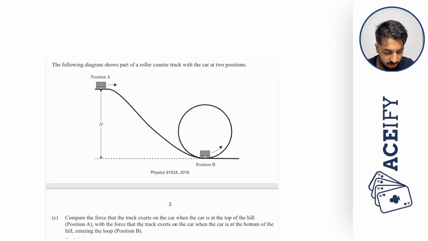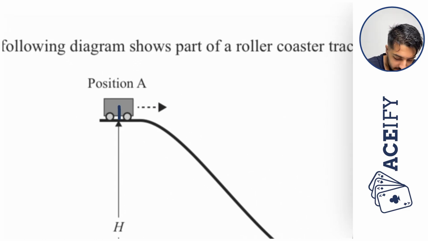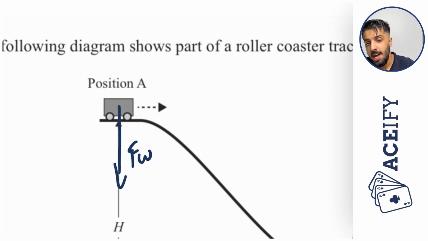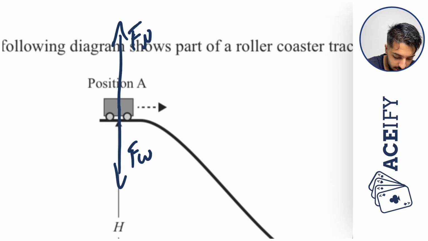Okay, so at position A, we know the cart has a weight force, as usual. Again, as the cart is not just going directly through the track, it's on the track itself, there has to be a normal force acting directly upwards that is equal to the weight force. And this normal force is provided by the track. So the track provides a normal force that is equal to the weight force.